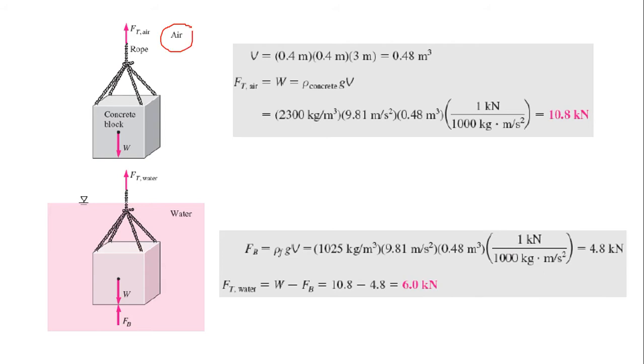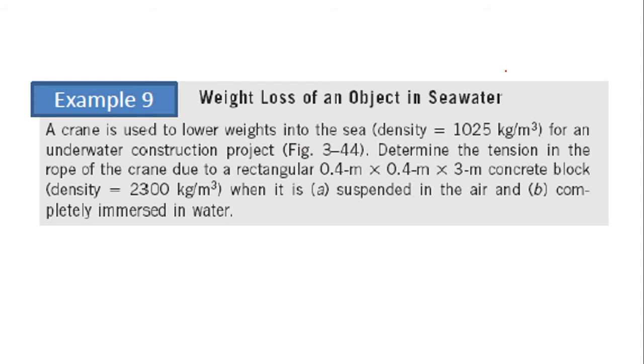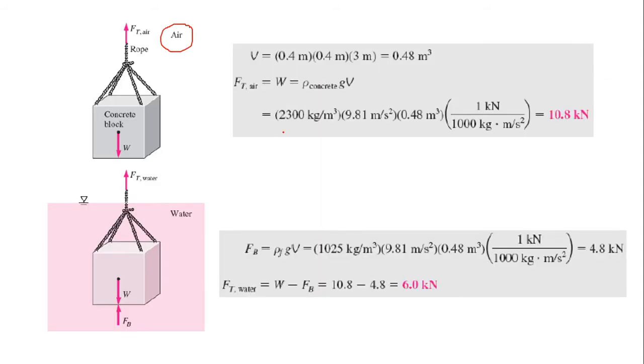This diagram is for the first scenario, which is in the air, suspended in the air, so it's not in any fluid. For your object, you have one component of force, which is the weight of the concrete going down, and you have the rope that lifts it, the rope that holds it, which is the FR.